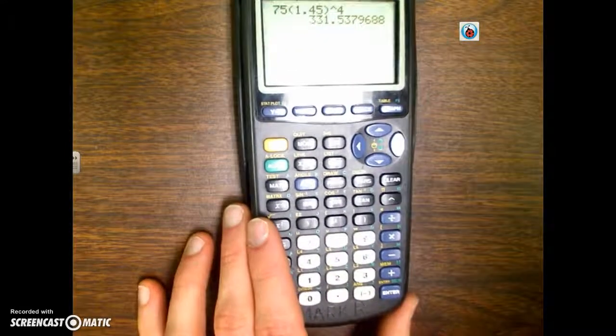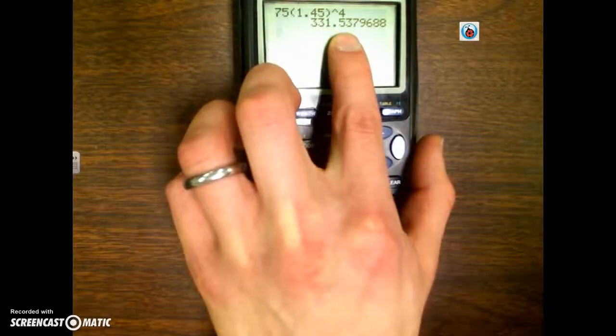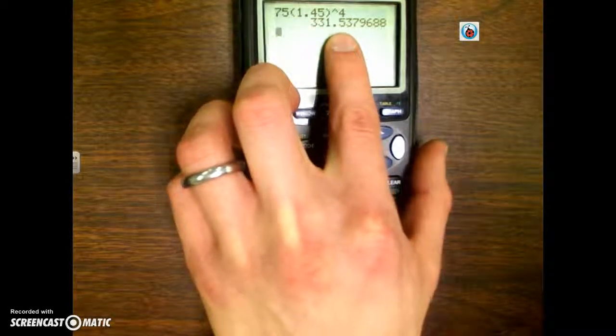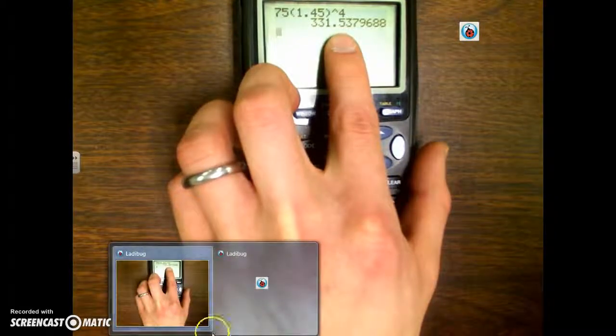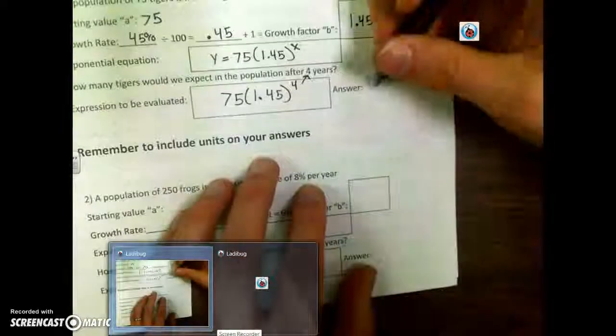Now, this is the answer we get, but we have to think about what type of unit we're working with. Since we're talking about tigers here, we're going to want to round to the nearest whole number, right? I can't have decimals of tigers. So back here on my page, we're going to want our answer to be expressed with units.